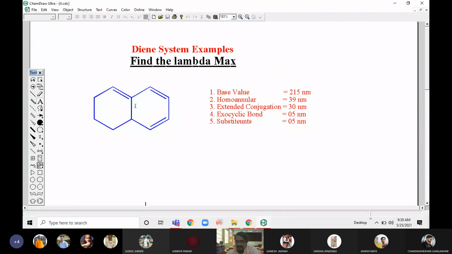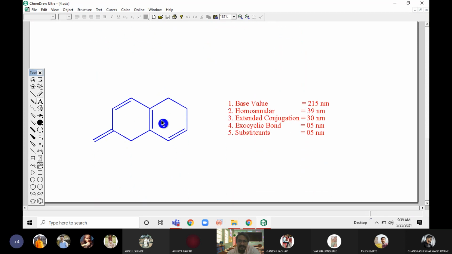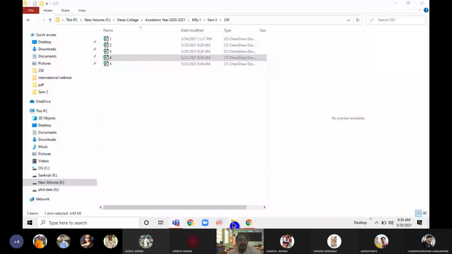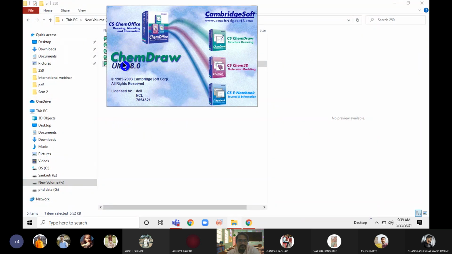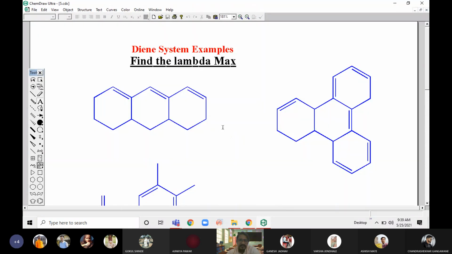See here, the base value will be the same. There is one homoannular system, extended conjugation. I think we have seen this example. This is the fourth number file, I think we have just finished this. Third and fourth, I think. Yeah, so this is the next example. See, it shows some complicated structures. Complicated means more than 2 rings.